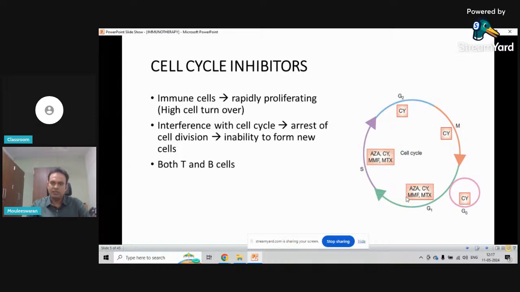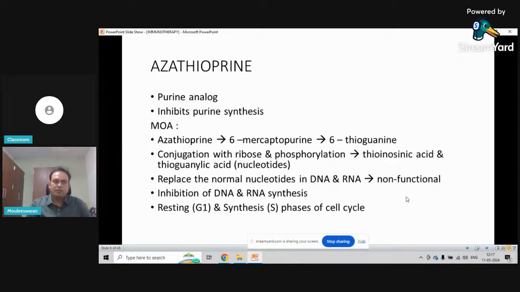Of which cyclophosphamide acts in all phases of the cell cycle, whereas the other drugs are specific to certain phases and certain checkpoints. We already know that there are 4 phases of the cell cycle and 2 checkpoints. Basically, the G1 phase, S phase, G2 phase, and the M phase, where G is the growth phase, S is the synthetic phase, and M is the mitotic phase. So coming to the first drug, that is azathioprine.